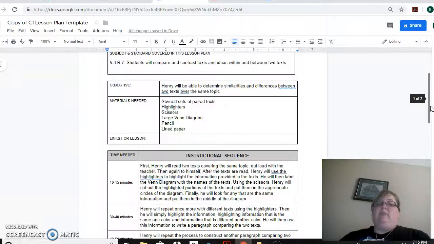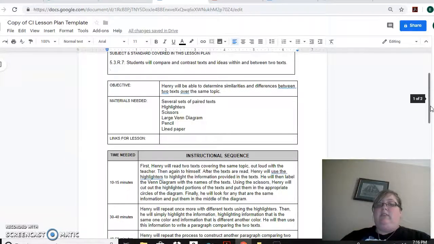So first what I would do is have Henry read the two texts over the same thing. First, I would read them out loud with him, or he would read them out loud with me. Then he would read them again to himself. After he reads the text, he would use the highlighters to highlight the information that the text tells him. Like, say we're reading about dolphins. He's reading through and it says dolphins have a blowhole through which they breathe. That's information that it's given him, so he would highlight it.